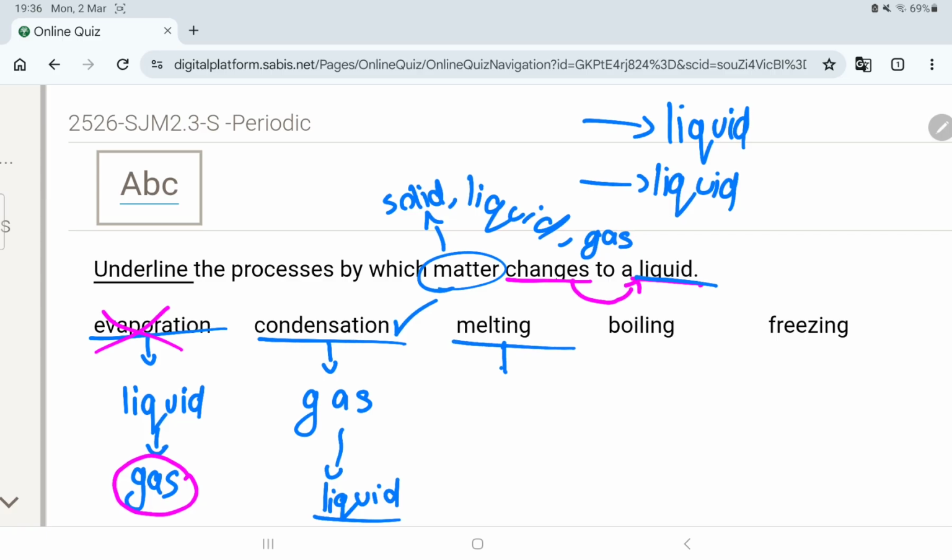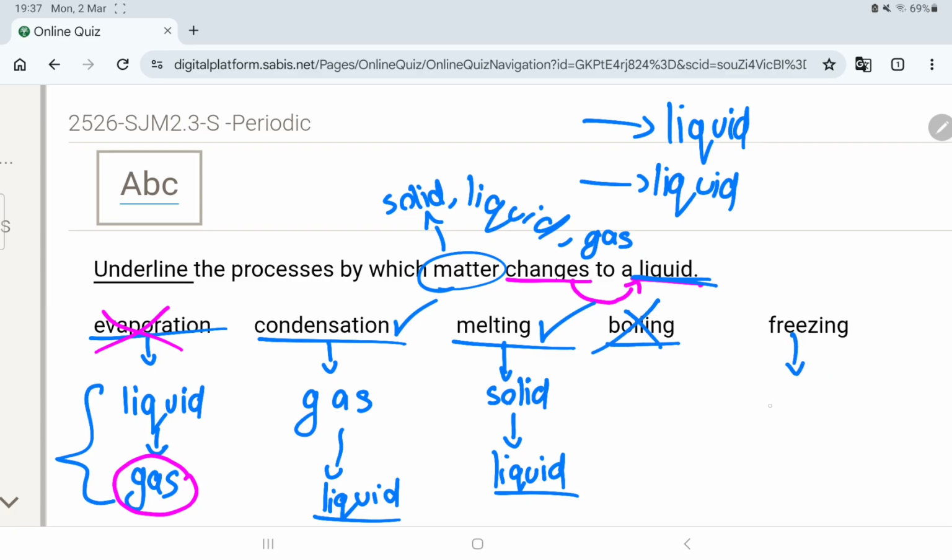Melting, solid to a liquid, right? And what does it change into? Liquid, liquid. Also correct. Boiling, same states as evaporation, so wrong. And freezing is when liquid changes to a solid. Okay? So here it changed into a solid, right? Here we wanted to change to liquid, not solid, so freezing is also wrong. And boiling, here it's also wrong.